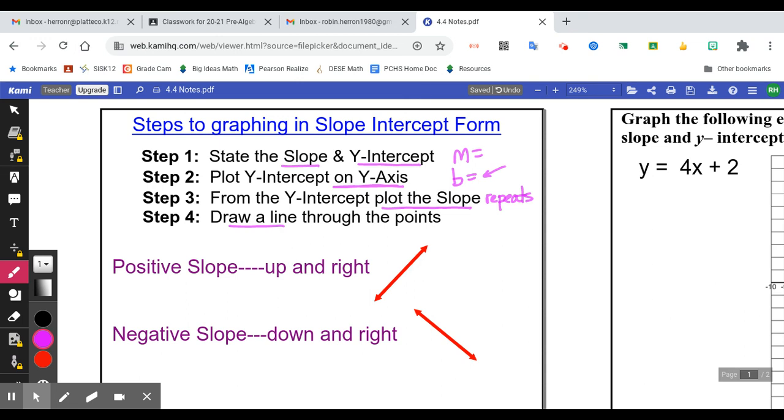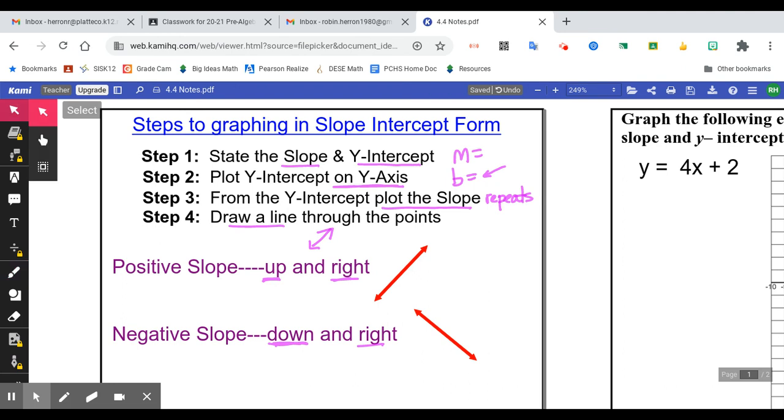Now, these are lines, so they are going to have arrows on both ends because we're just giving a few points, but they go on forever. Don't forget, if it's positive, it's up and right. If it's negative, it's down, then right.